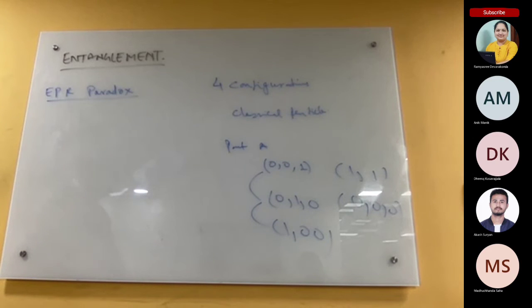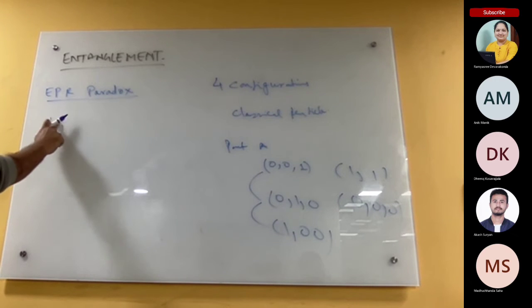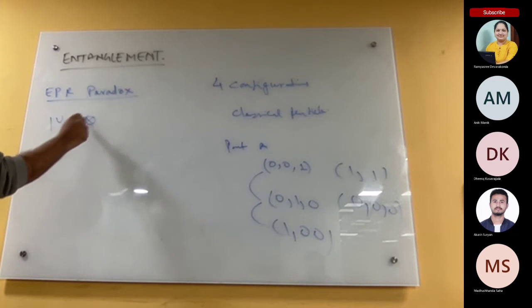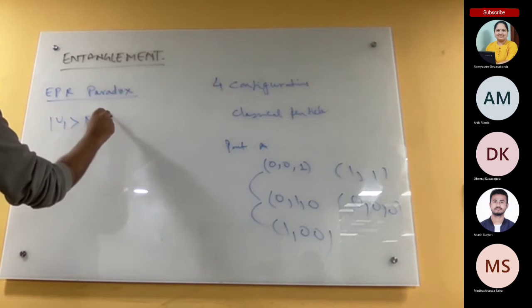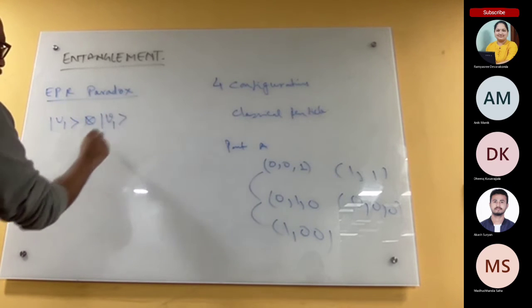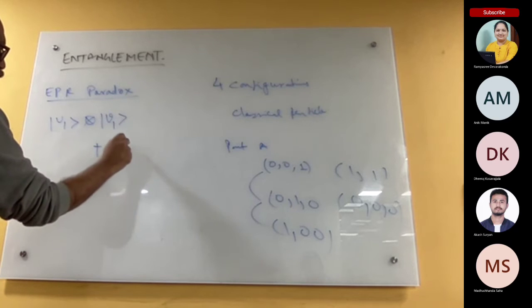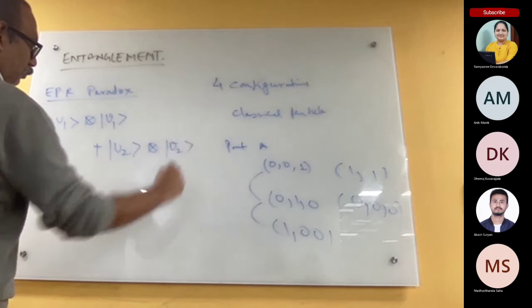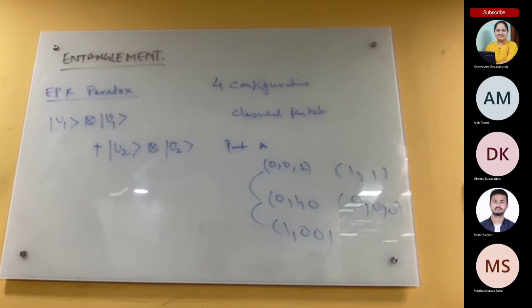So the previous equation that I wrote, what does it tell you? It tells you something like this: U1 tensor V1 plus U2 tensor V2. This is entangled. So what does it mean now? For a second, imagine it is simply spins. Okay, imagine we're talking about spin.